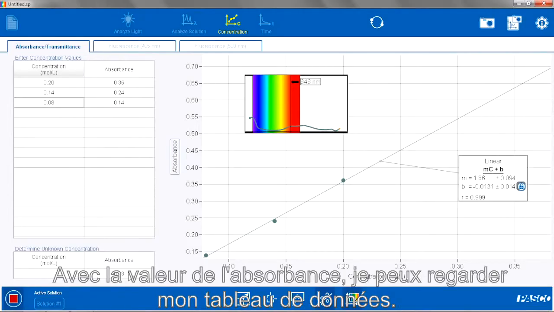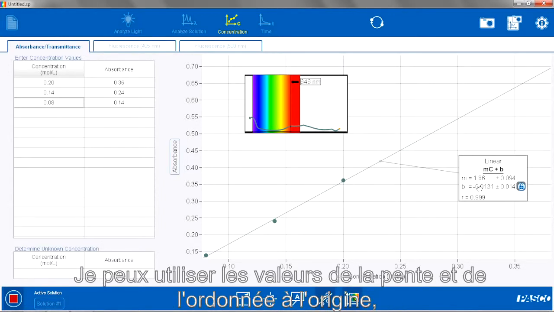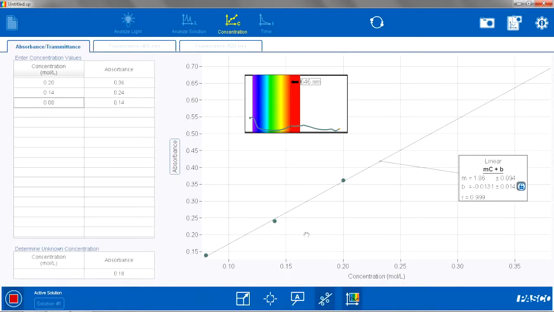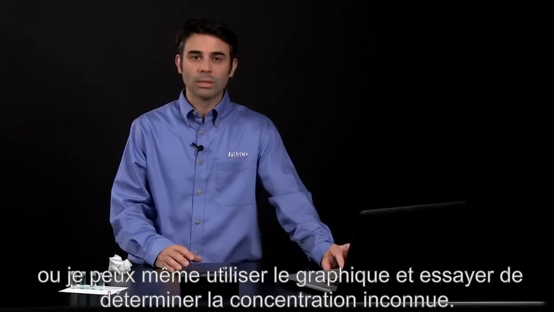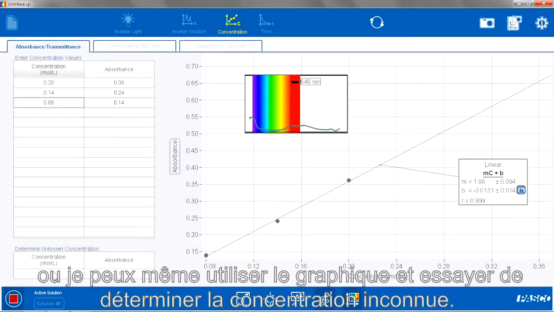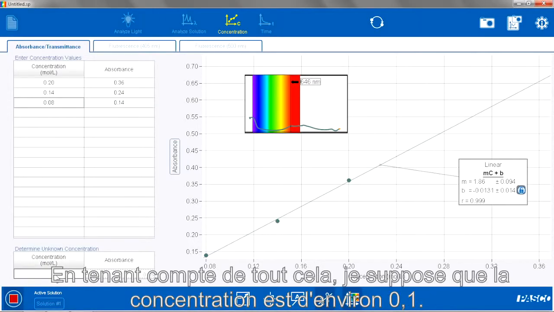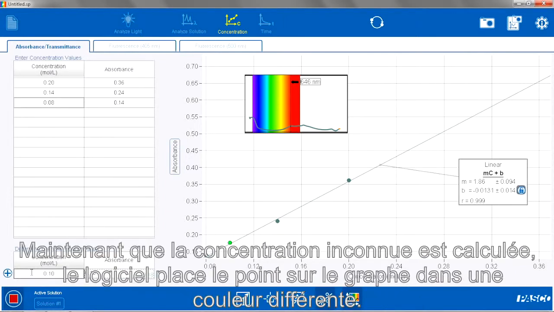So based on that absorbance, I can look at my data table. I can use the calculations of the slope and the intercept, or I can even use the graph and try to figure out what that unknown concentration would be. So after I think about it and look at everything, I assume the concentration is about 0.1. And now that calculated concentration of the unknown is now plotted on the graph in a color.